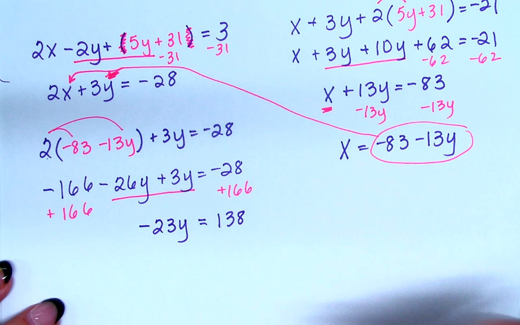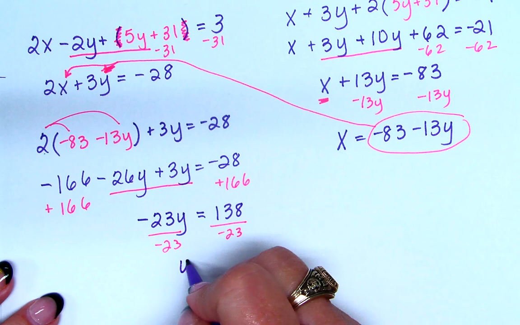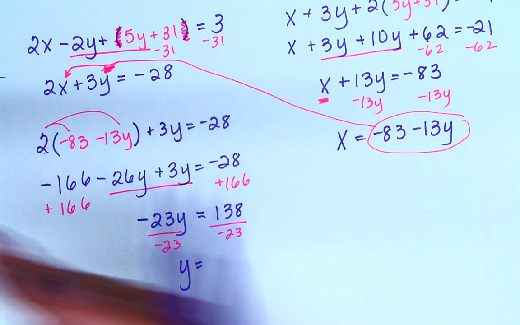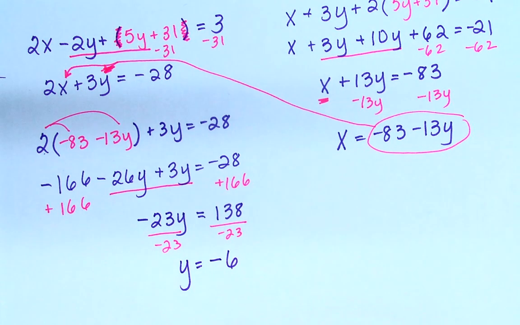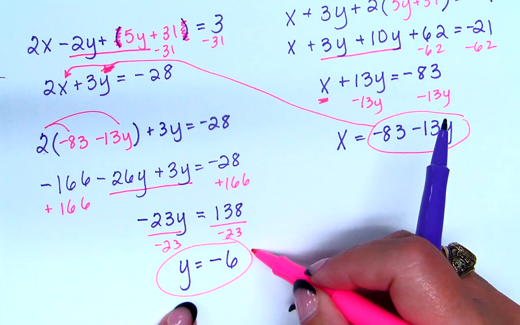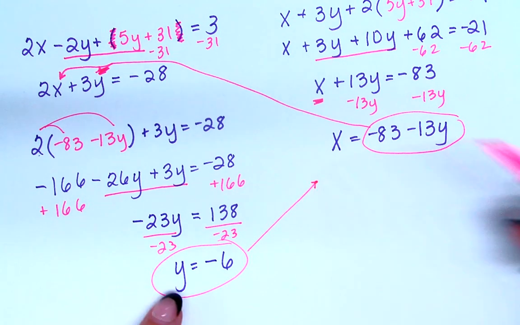So now what? 138 divided by negative 23. Oh, nice. Negative 6. Am I done? What do I still lack? X and Z, right? Where am I going to take this y? I could take it up here for the z, or I could take it right here for the x, right? Either one. Well, we're eventually going to have to do both, aren't we?